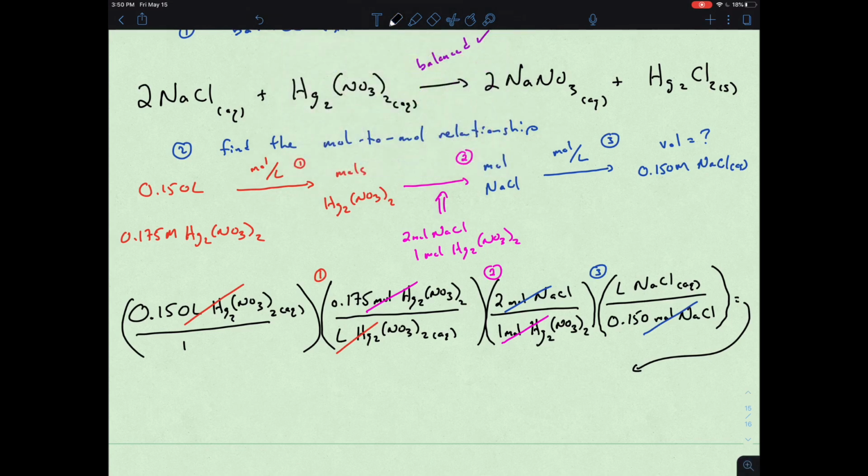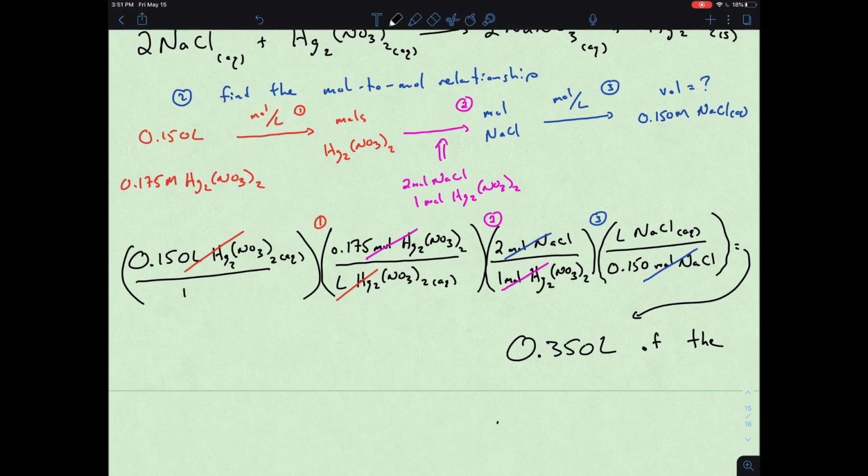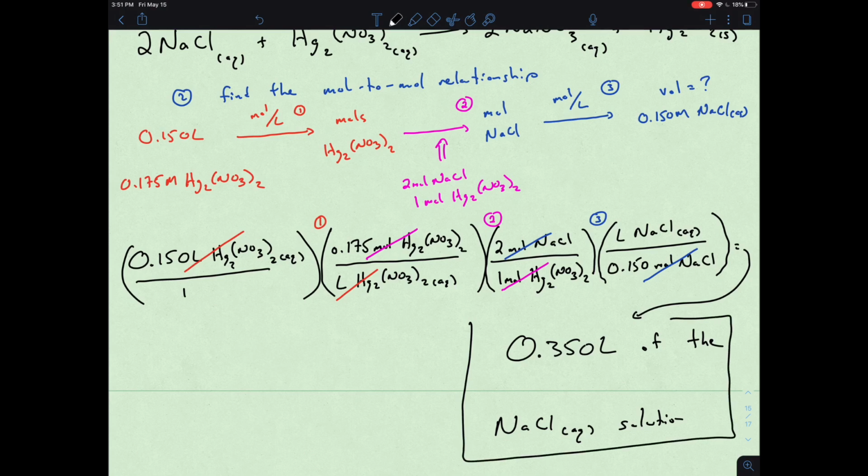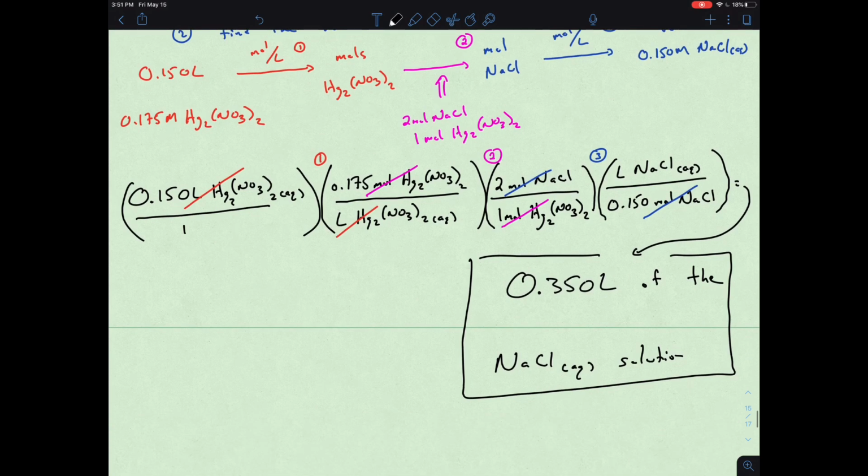And we end up with a value of 0.350 liters of the NaCl solution. And so that will completely react.